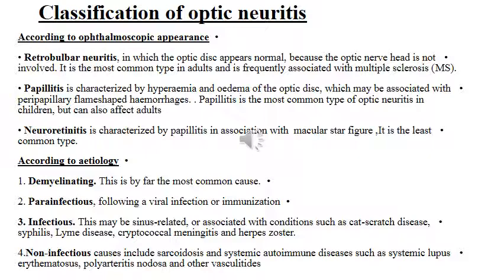According to ophthalmoscopic appearance, we have another type of optic neuritis, which is neuroretinitis, where there is papillitis, I mean inflammation of the optic disc, and macular star configuration. There is a certain type of exudate, like a star surrounding the macula. This is usually the least common type. So we now know the classification of optic neuritis, which is the most common type of optic neuropathy.